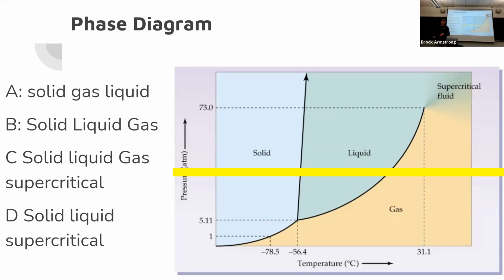So if we were to go for answer D, then it would have to go solid, liquid, supercritical. And we'd run into the same problem as we did in C, as it doesn't shoot up into the right-hand corner. It is not supercritical. That line will never be. So our answer is B.